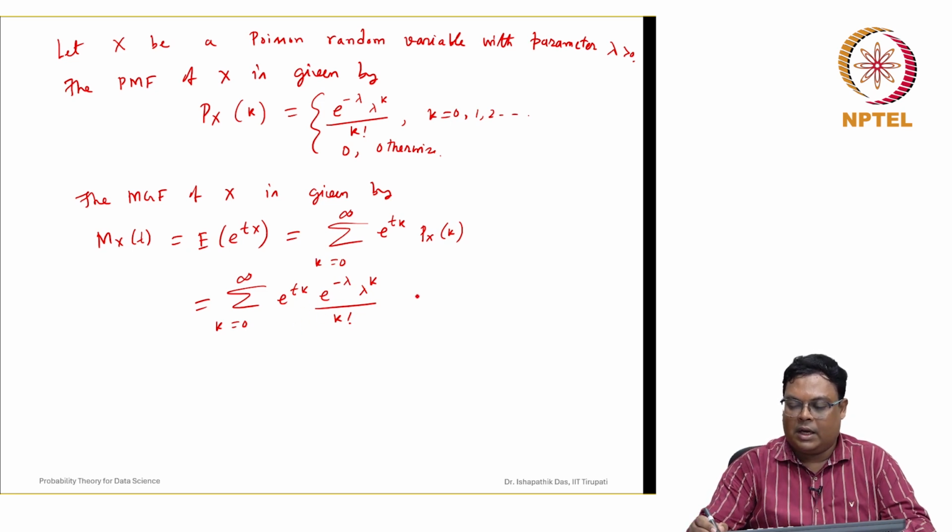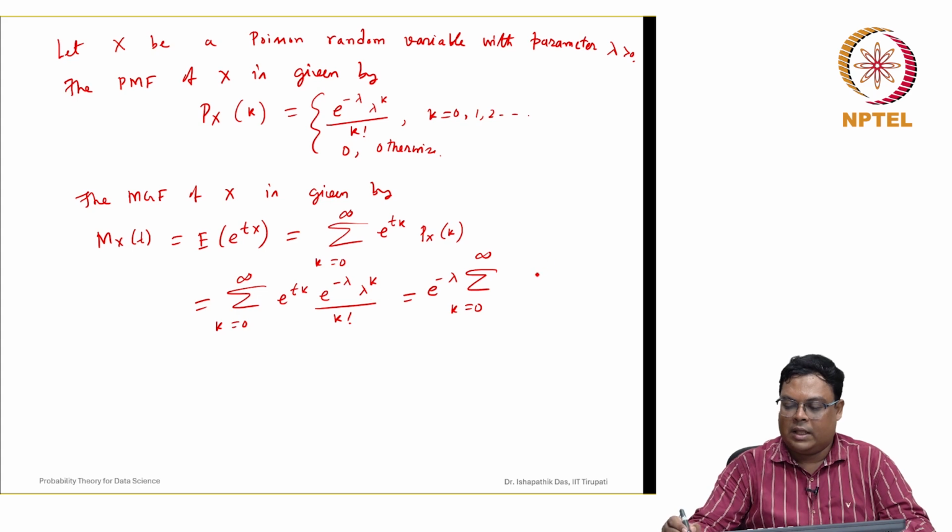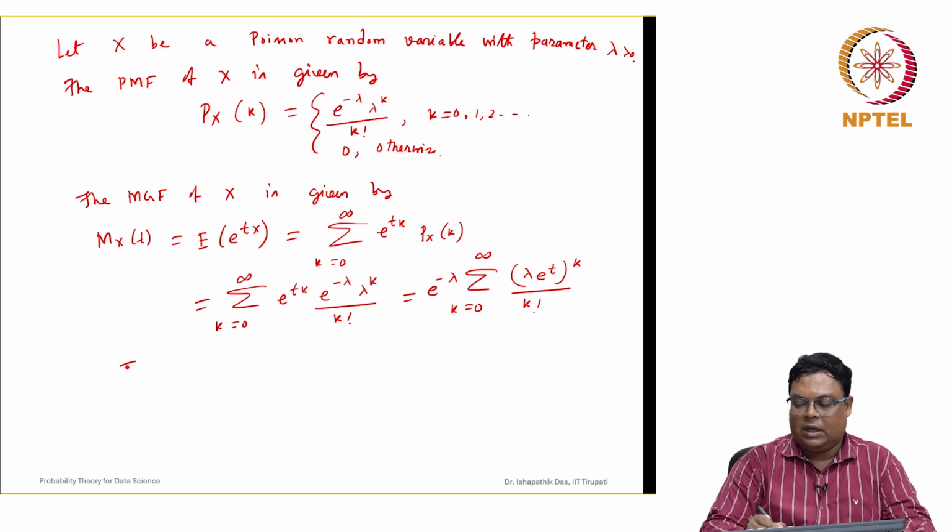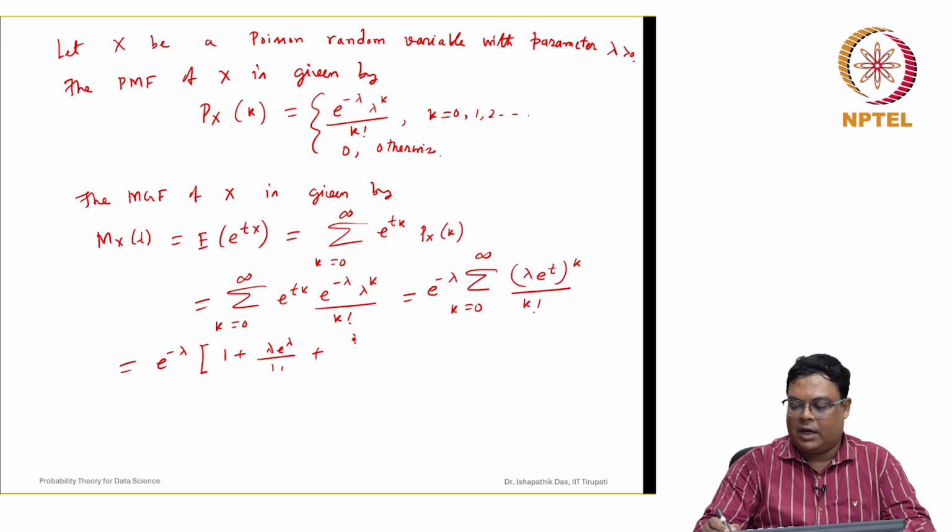Because lambda e to the power of minus lambda is a constant, no k is involved, with k equal to 0 to infinity. Now we can write (lambda e to the power of t) to the power k by k factorial. So this is e to the power minus lambda times 1 plus lambda e to the power of t by 1 factorial plus (lambda e to the power of t) squared by 2 factorial, like this. So this is an infinite series.